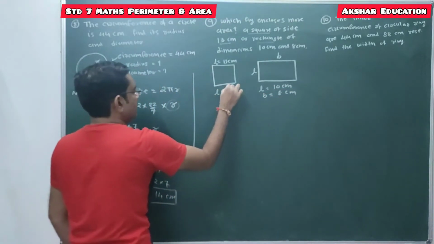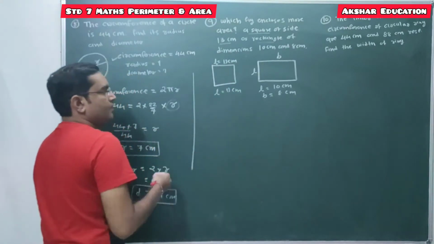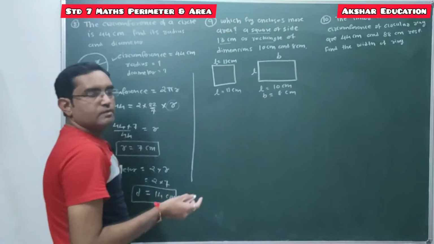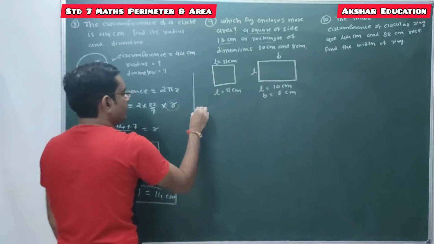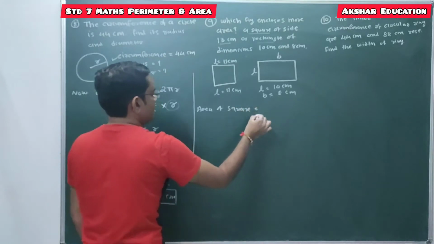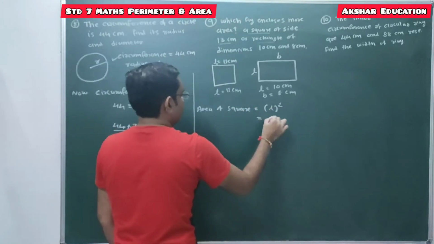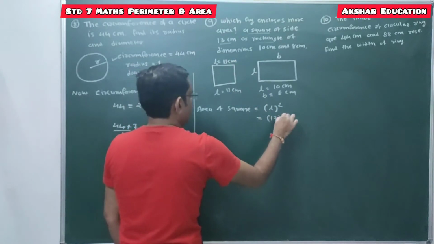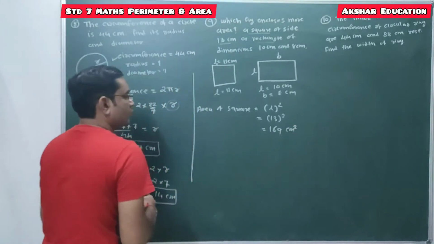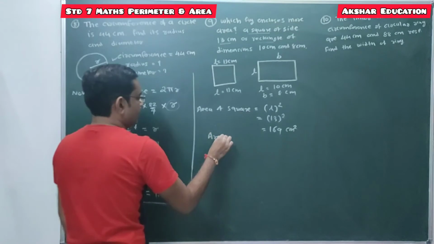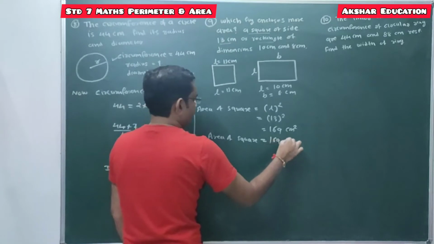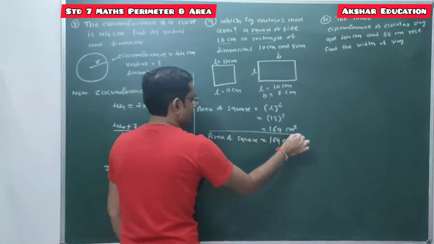So you have to compare the area of this square and rectangle, and find which figure encloses more area. So first you have to find the area of the square. Area of square is nothing but the side squared, L square. L is 13, 13 square is 169 centimeter square, or you can say square centimeter. So our answer, area of square is 169 centimeter square. This is the first figure.